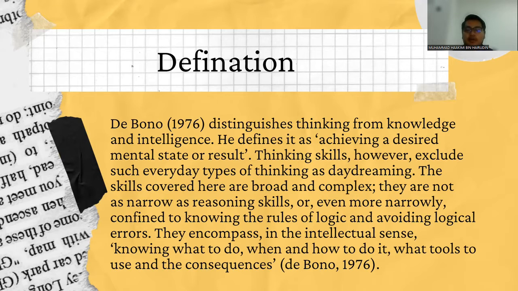The skills covered here are broad and complex. They are not as narrow as reasoning skill, or even more narrowly confined to knowing the rules of logic and avoiding logical error. They encompass, in the intellectual sense, knowing what to do, when and how to do it, what tool to use, and the consequences. De Bono, 1976.